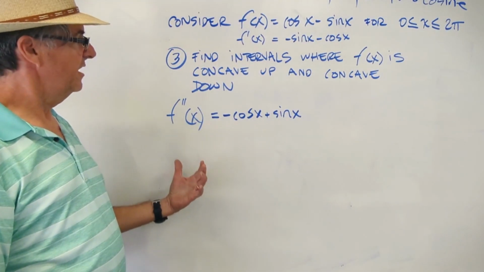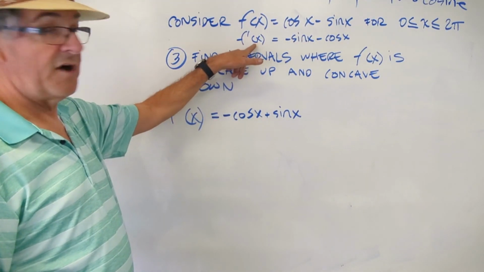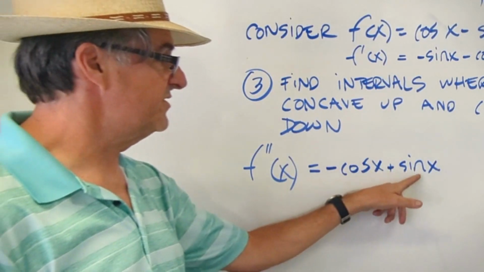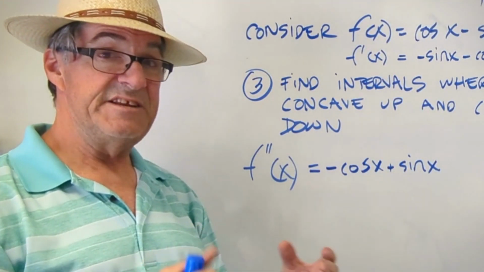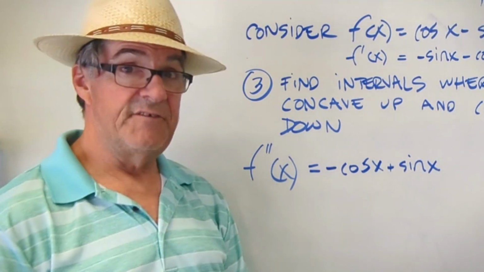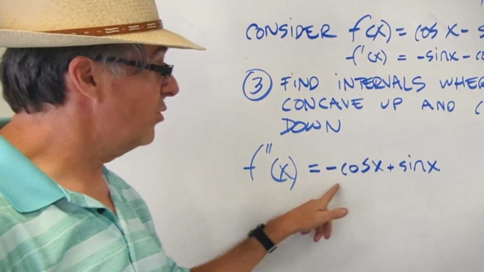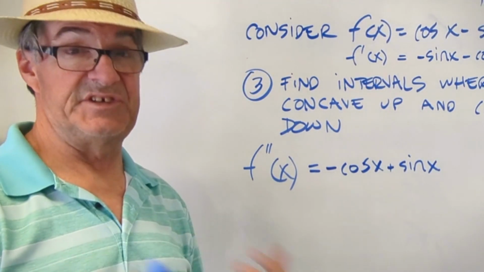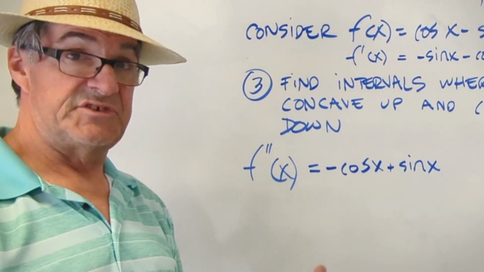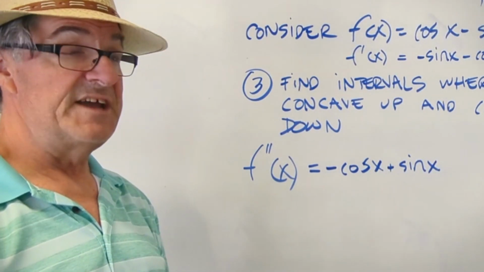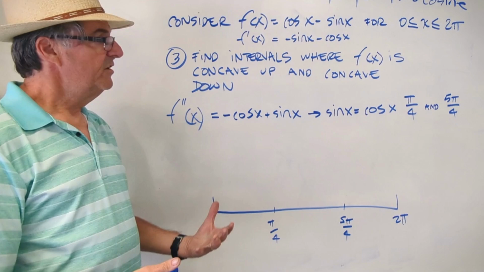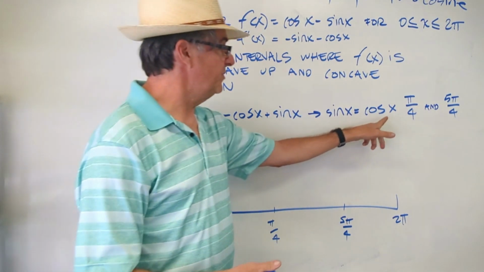Okay, so here we go. I just took the derivative of the first, which gave me the second derivative, which is now minus cosine x plus sine x. Now, we need to find the points where the graph switches from concave up to concave down. And that's where this derivative is 0. So go ahead, set this derivative equal to 0, solve it, and find the turning points of concavity.